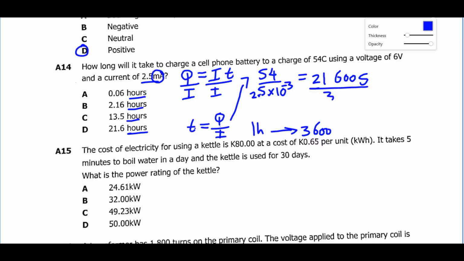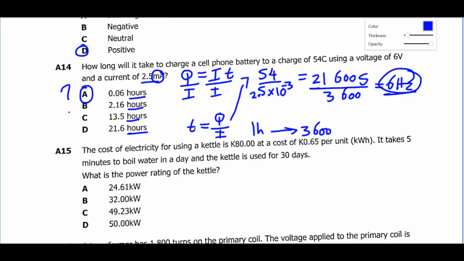So let's divide by 3,600. If we divide by 3,600, I'm getting 6 hours. Still, we don't have the answer. We only have 0.06. So maybe to compare, this can be an answer, but for this one I think it's a question mark for me. What do you think, guys?